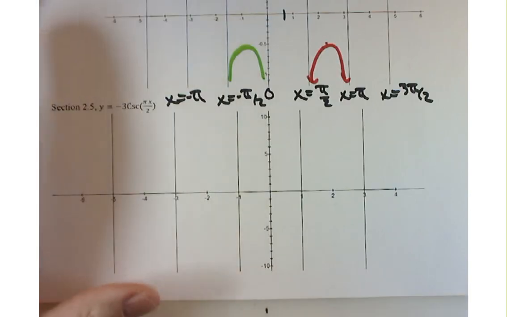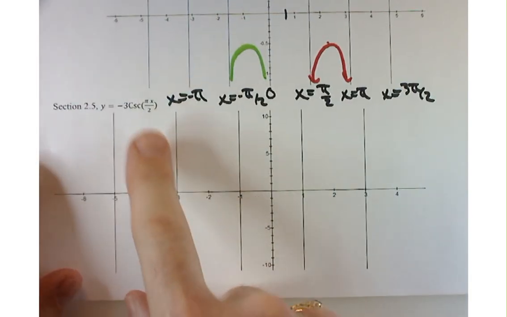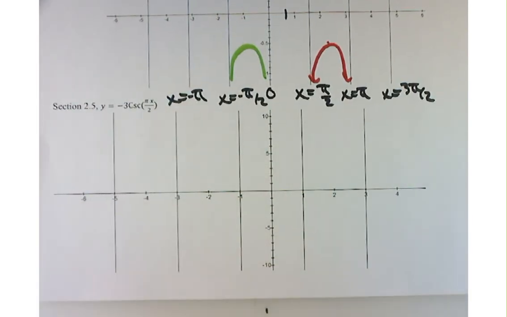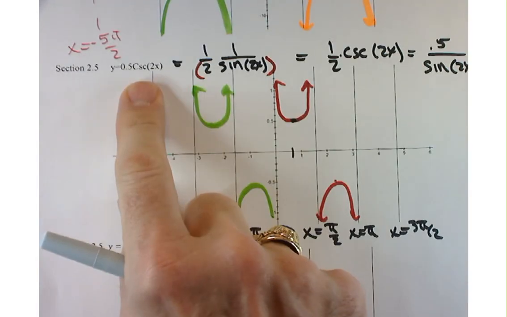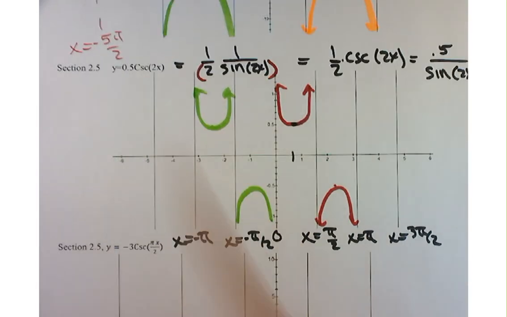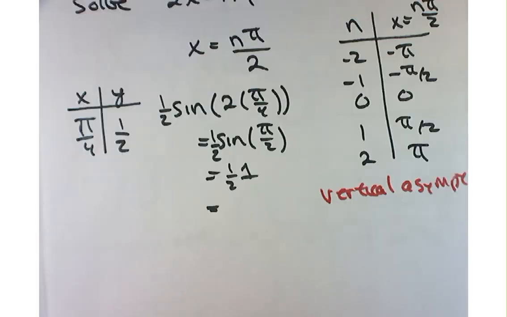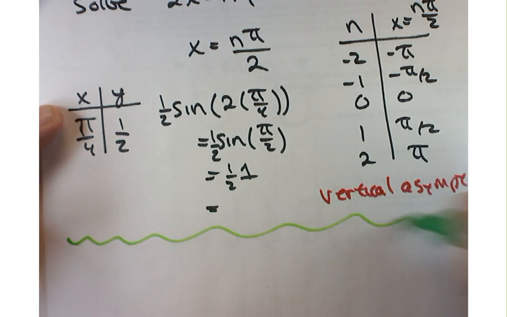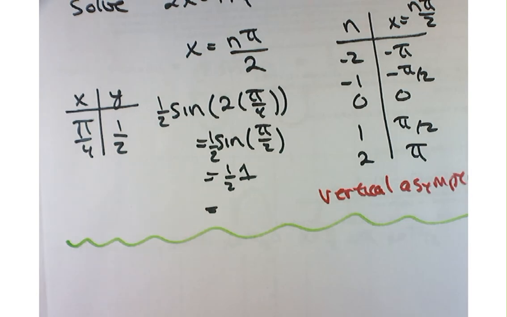Let's try some more. Let's try -3 cosecant of pi x over 2. This one actually works out pretty nice, even though it might not look like it. Were there any more questions on this one before I move on? Doing okay there? All right. We're going to need to work with this one a little bit to figure out where the vertical asymptotes are.